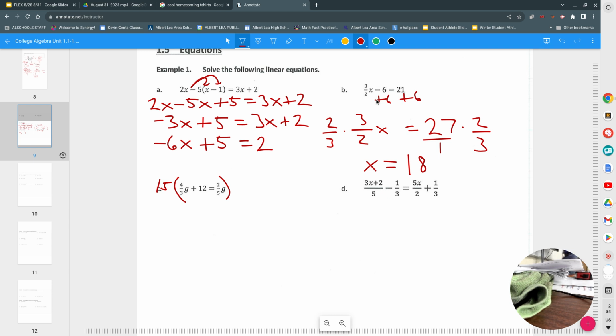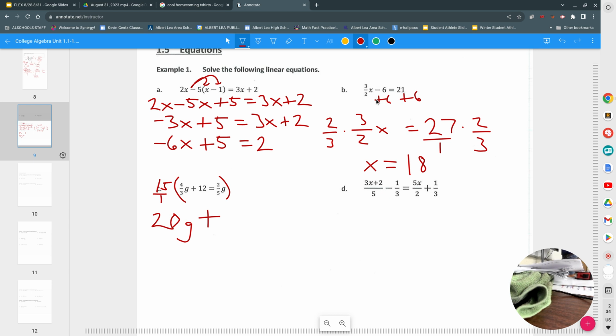Watch what happens when I multiply by the 15. This is 15 over 1. I take 15 divided by 3 is 5 times 4 is 20. 20G, or like 20 grand. It's like my bank account, right? Well, you don't think I got that much money, huh?